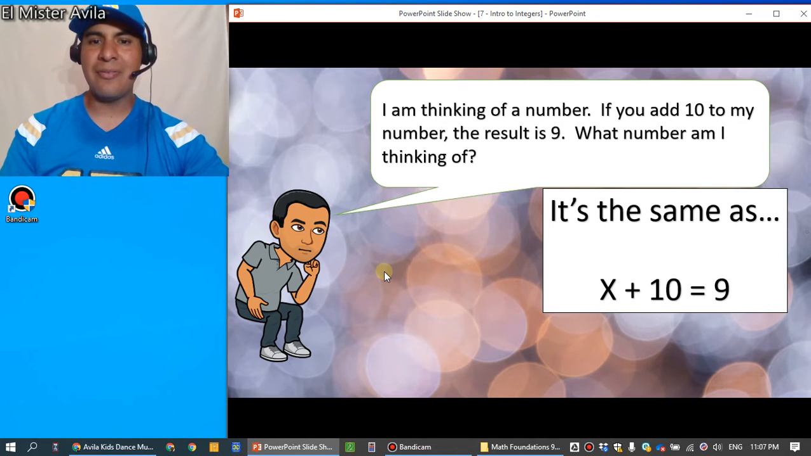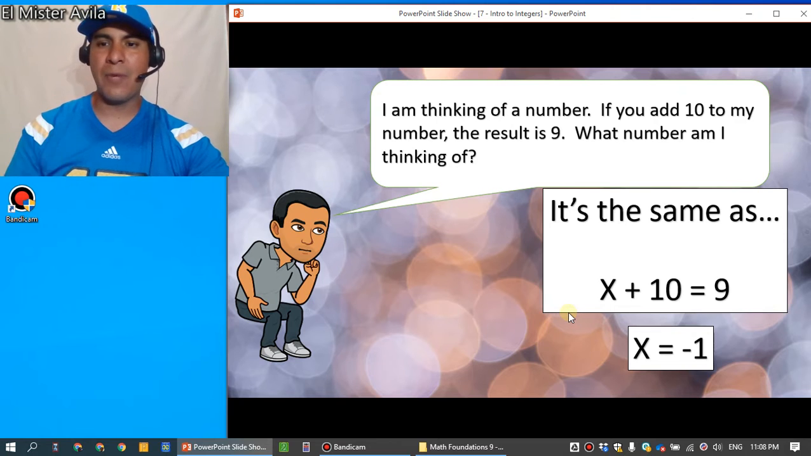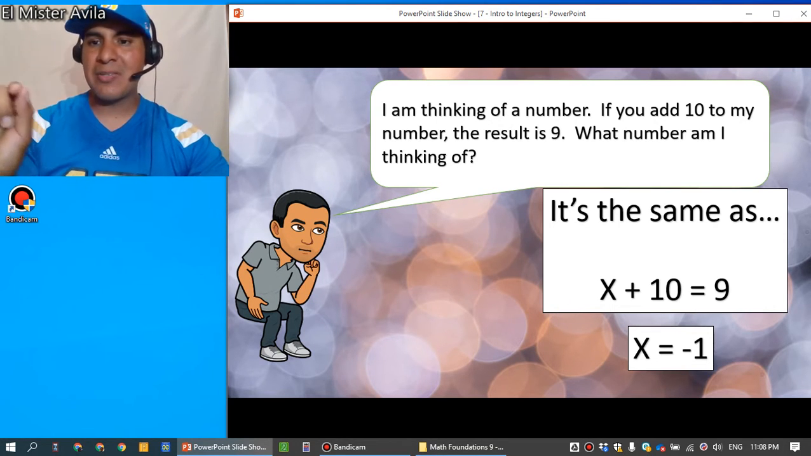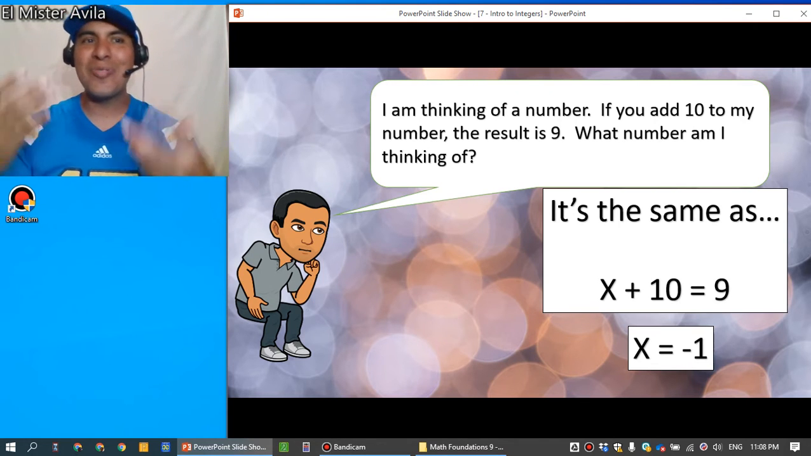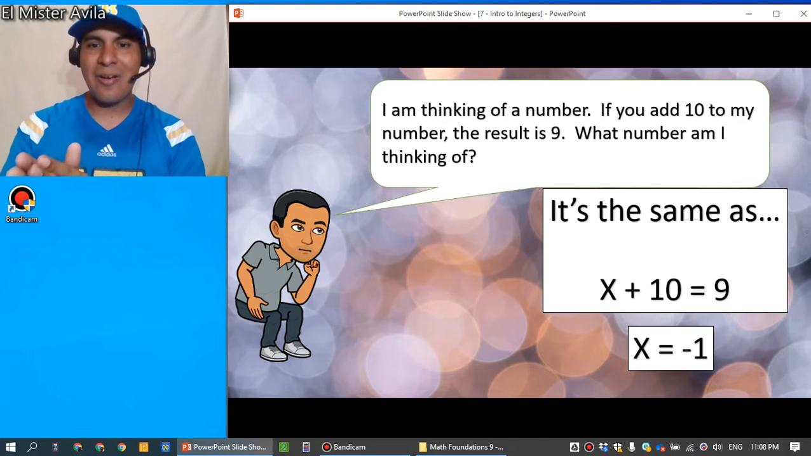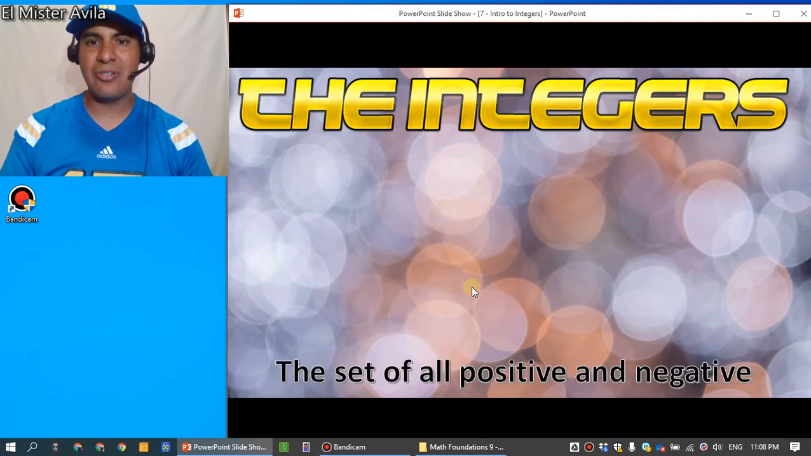Well, it turns out that that number is what we call a negative number. That is called -1. Okay, -1. So here, if I add -1 plus 10, I get 9. So here in mathematics, we created this new type of number that in a sense cancels out a positive number. It's called an integer. So let's talk about those numbers, the integers.